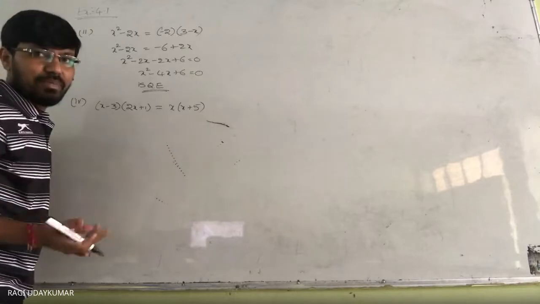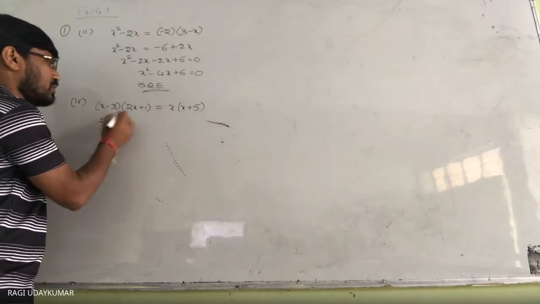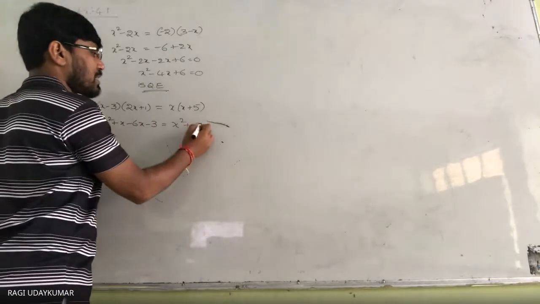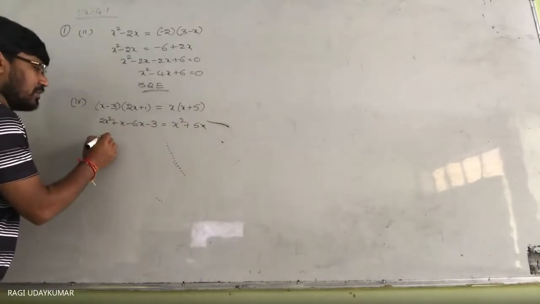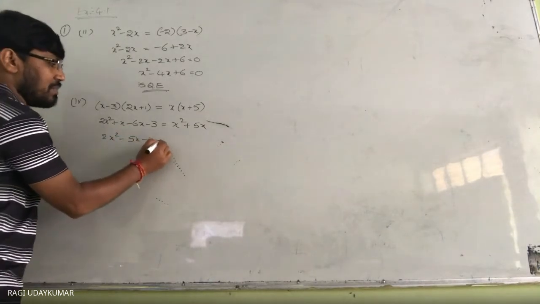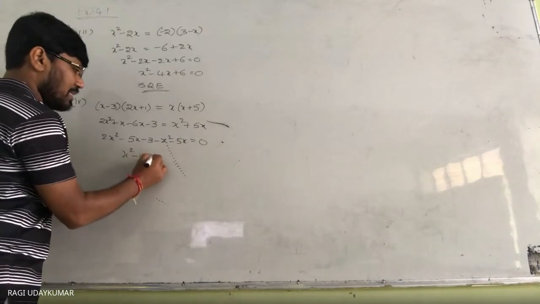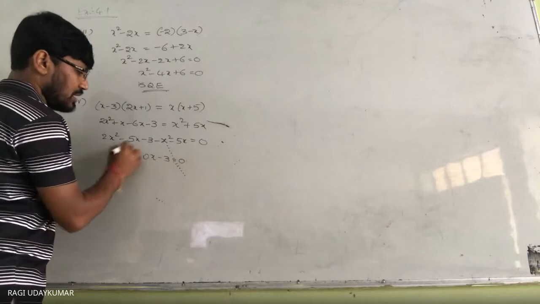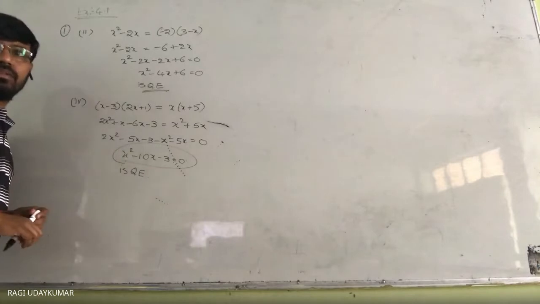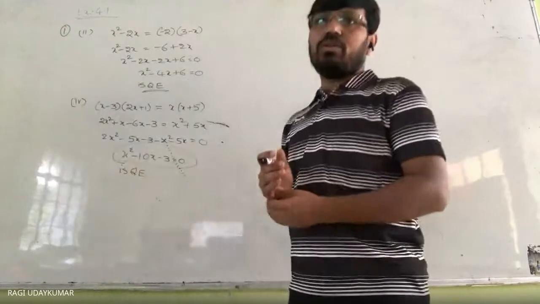Here x square is not directly visible, it's not possible. But when you multiply, you are going to get 2x square plus x minus 6x minus 3 is equal to x square plus 5x. These two terms take to the left side. So 2x square minus 5x minus 3 minus x square minus 5x is equal to 0. On simplifying, x square minus 10x minus 3 is equal to 0. So this is a quadratic equation. Okay, same way the fifth problem also can be solved easily.